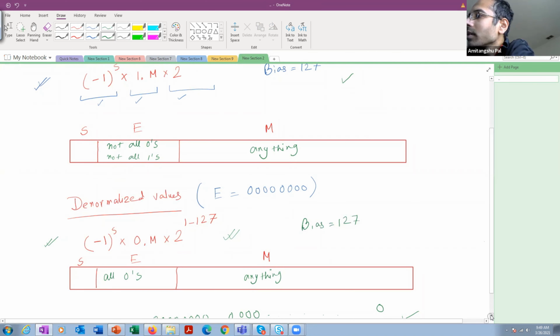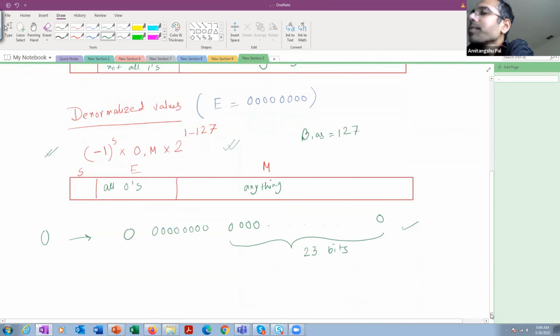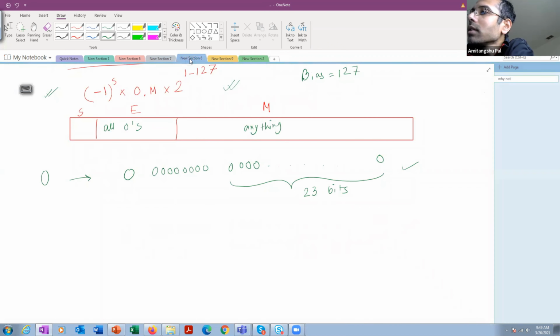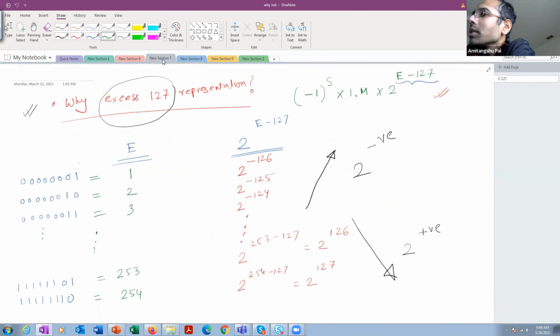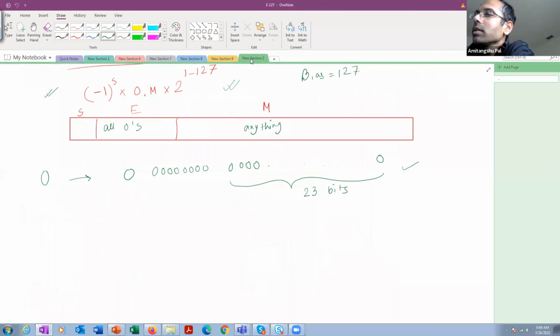So one of the problems that we were encountering is representing 0, which we can resolve by using this formula of denormalized values. What about the problem that I was explaining a minute ago? Suppose I want to represent numbers that are lesser than 2 to the power minus 126, for example 2 to the minus 130 or 2 to the minus 135. How can we represent those numbers?